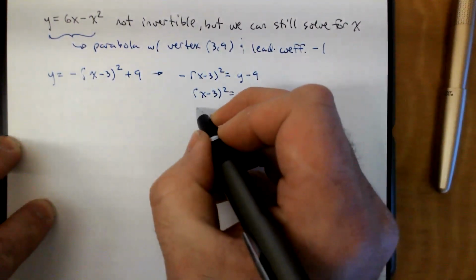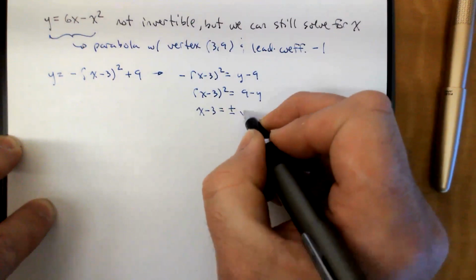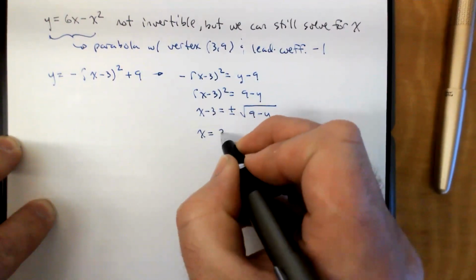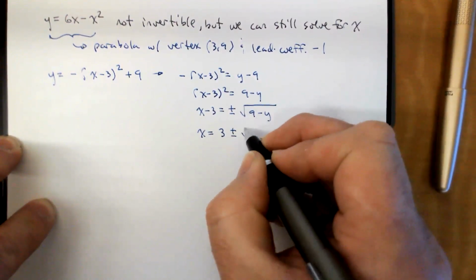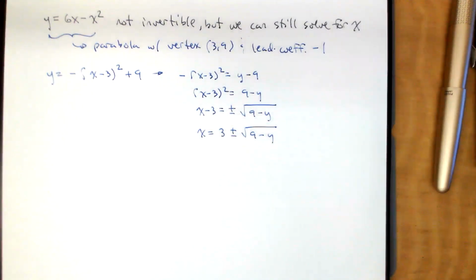So we get x minus 3 is plus or minus the square root of 9 minus y. So x is equal to 3 plus or minus the square root of 9 minus y. Two functions, 3 plus the square root and 3 minus the square root.